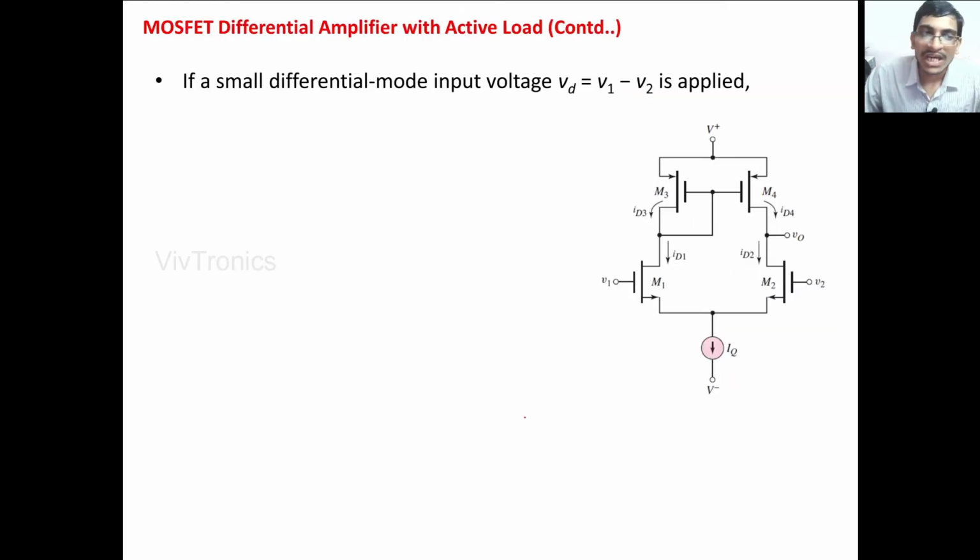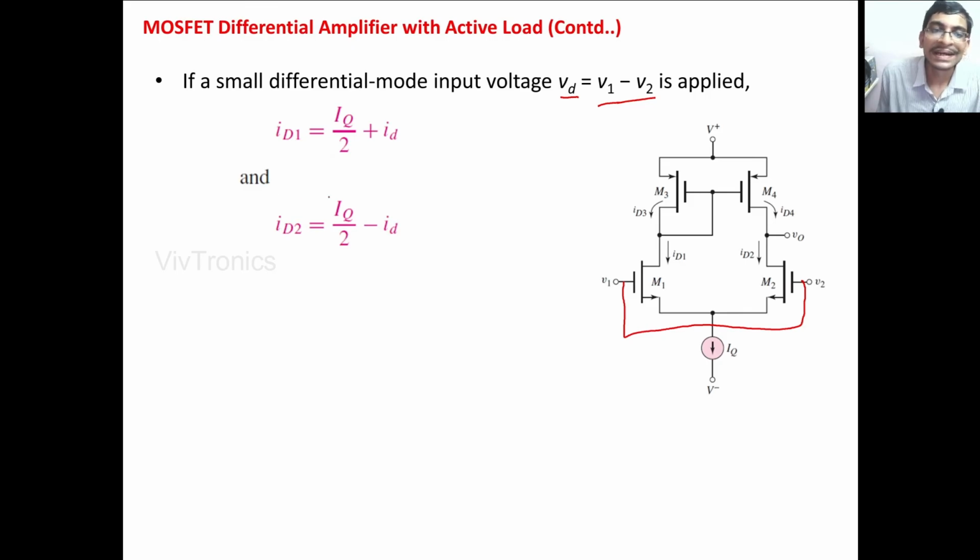In this case, we are assuming that we apply some differential input voltage Vd, which is equal to V1 minus V2, the differential input voltage of this differential amplifier. When we apply this differential input voltage, the drain currents will be: ID1 is equal to the DC quiescent current plus some AC current, and ID2 is equal to the DC quiescent current minus some AC drain current. So, based on the V1 and V2 voltages, we get IQ by 2 plus ID and IQ by 2 minus ID.